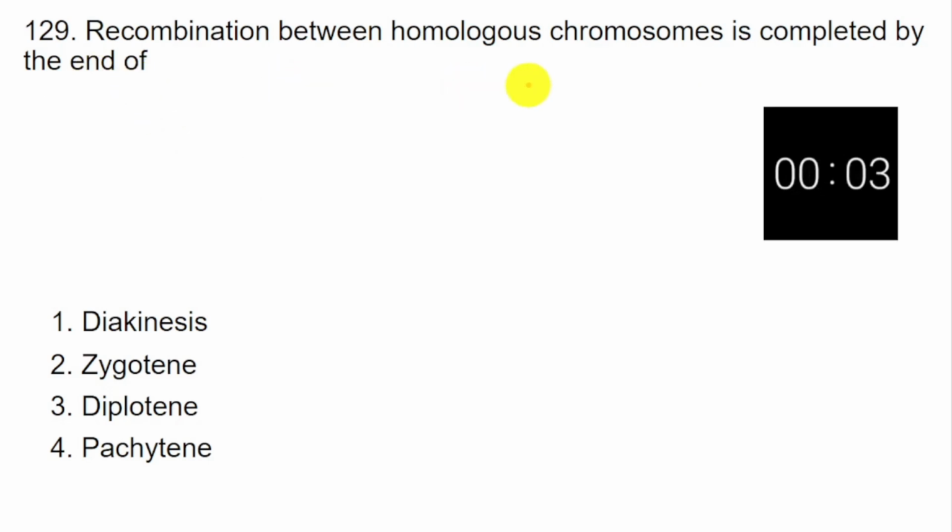Recombination between homologous chromosomes is completed by the end of. Recombination is carried out by the enzyme recombinase and it happens in Pachytene stage. So answer is option number 4.